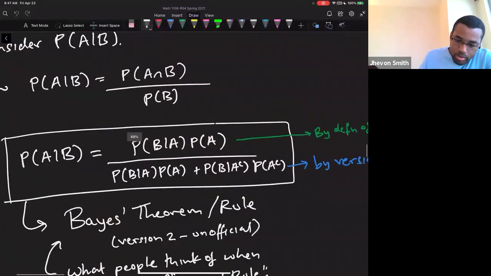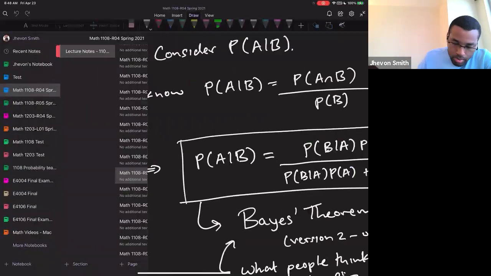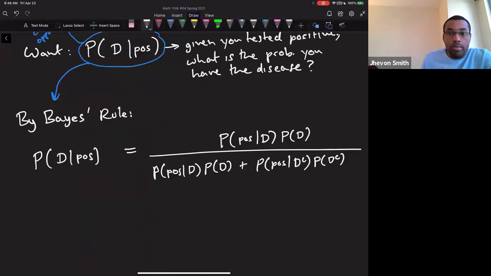I'm using this formula right here. Probability of A given B is probability of B given A times probability of A, divided by probability of B given A times probability of A plus probability of B given A complement times probability of A complement. Okay, so that's what I'm using here.